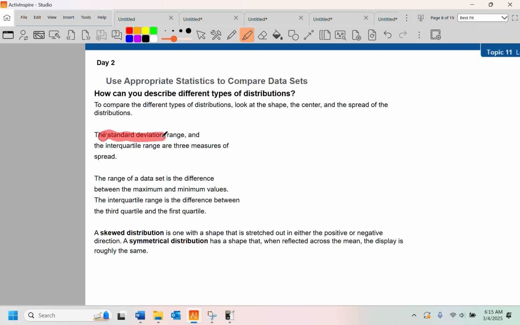So the standard deviation, the range, and the interquartile range, which you've already talked about, are three measures of spread. The range of the data set is the difference between the min and the max. The interquartile range is the difference between the third quartile and first quartile. And now we start talking about something called a skewed distribution. A skewed distribution is a distribution where the mean is not in the middle.